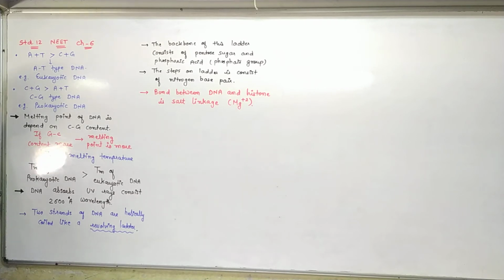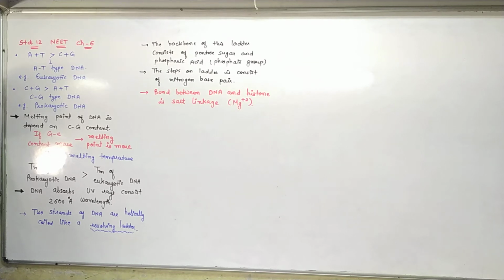The bond between the DNA and histone is a salt linkage, that is controlled by Mg+2. DNA is combined with the histone protein, and to maintain the three-dimensional structure of the histone protein as well as the DNA molecule, it can be carried out by the non-histone proteins. So, in the chromosome, the non-histone chromosomal complex is there, NHC, if you remember that, non-histone chromosomal protein.